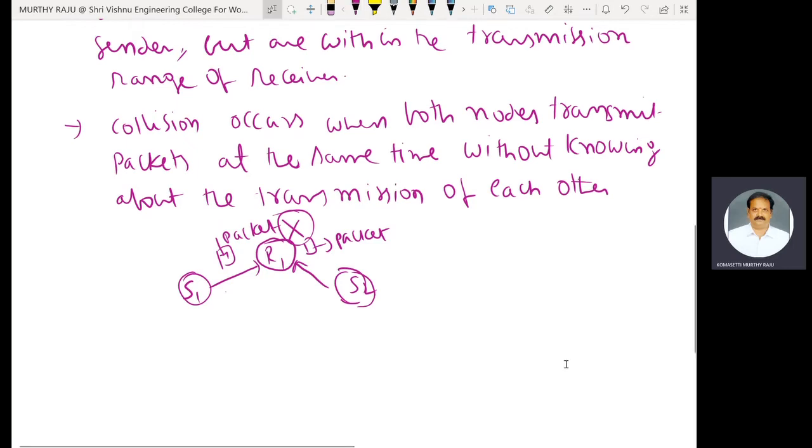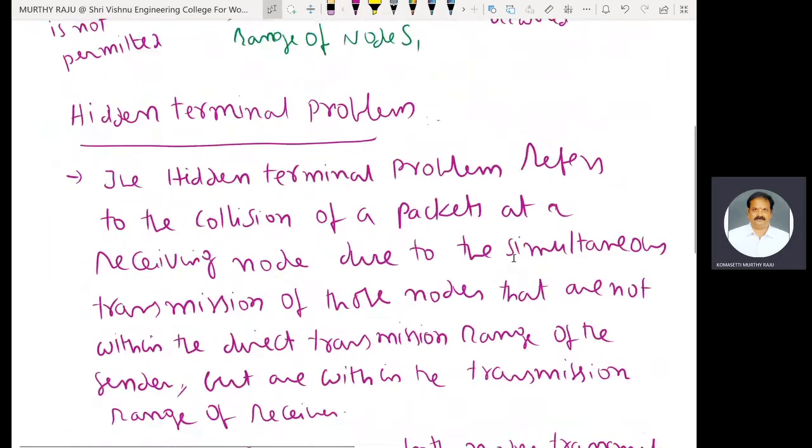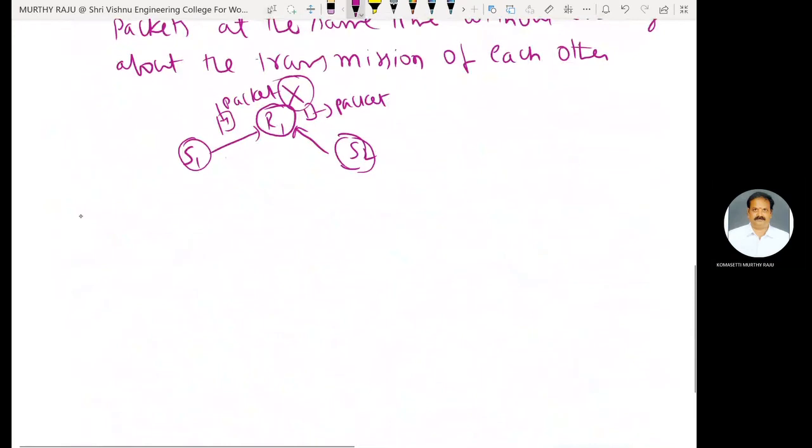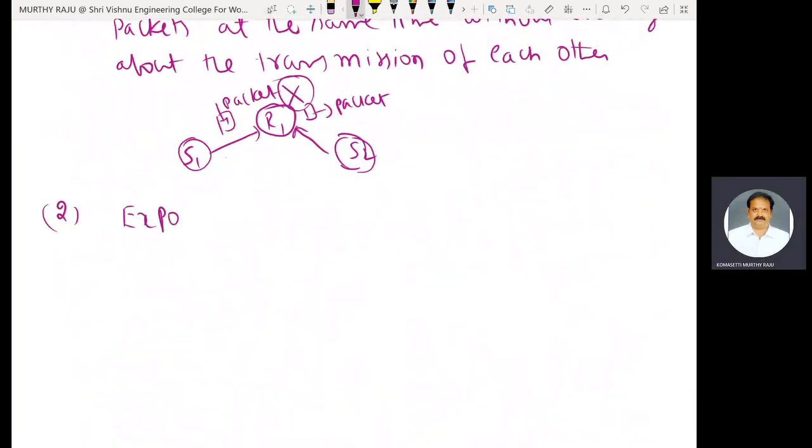Next one is the exposed terminal problem.